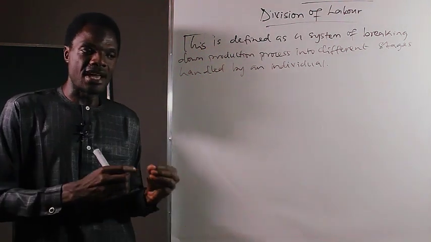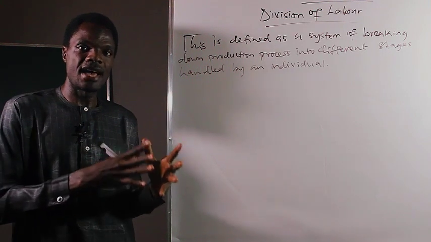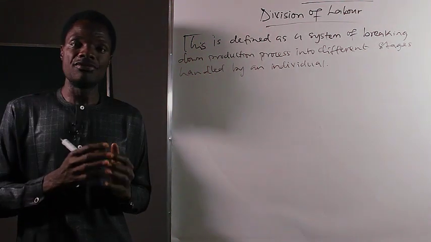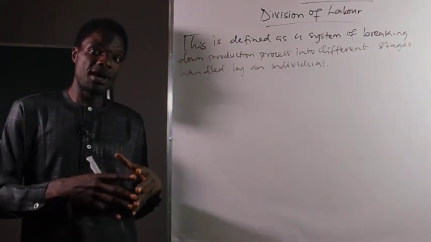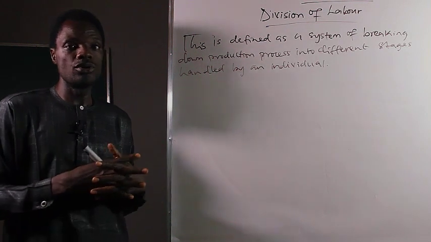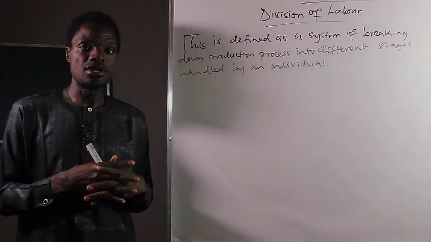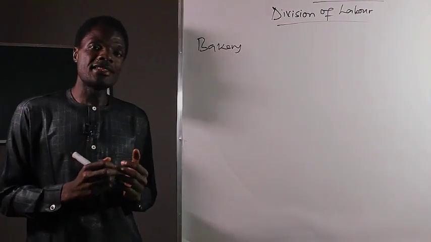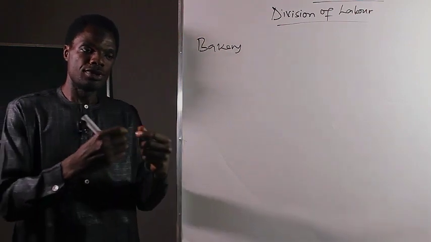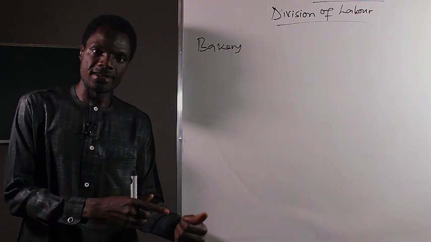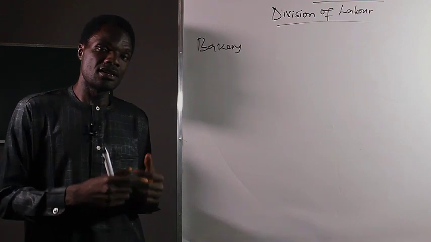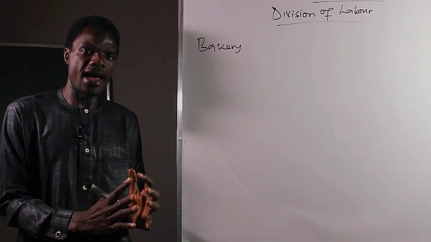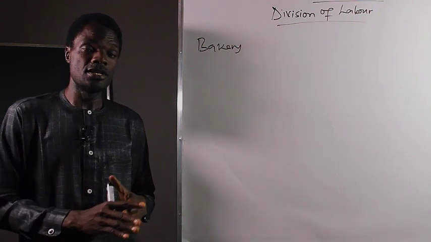Some firms that are very small in size or in capital don't have the capacity, so they may not apply division of labor. But in the case whereby the firm is large, it has to use this principle, that is division of labor. For example, in a bakery, we know that it is a place in which bread, cake, and other related goods are produced. So we know that in that process, there is a need to hire as many people as possible, depending on the capacity of the bakery.